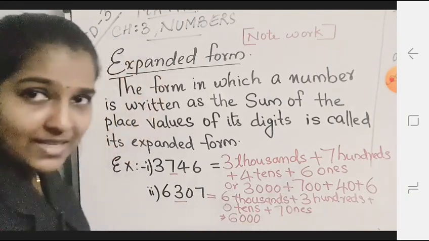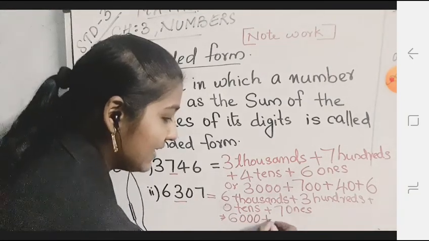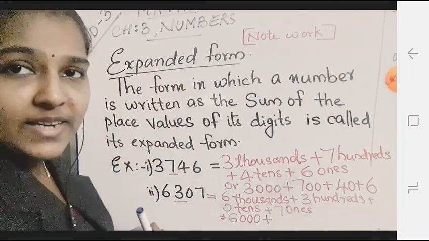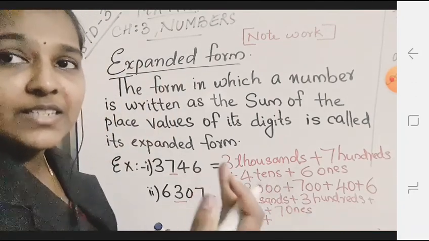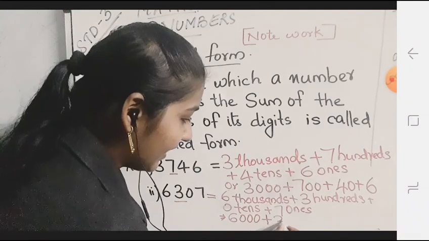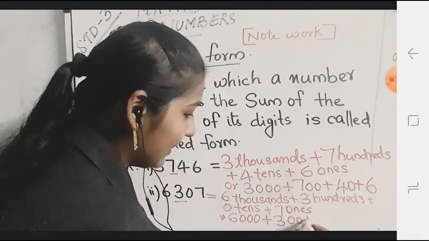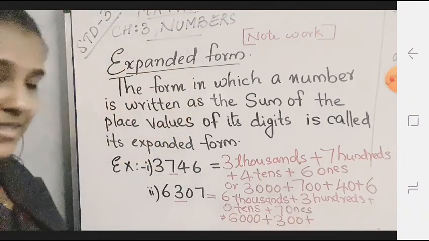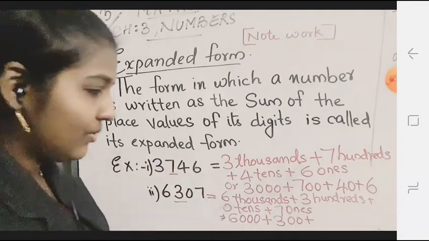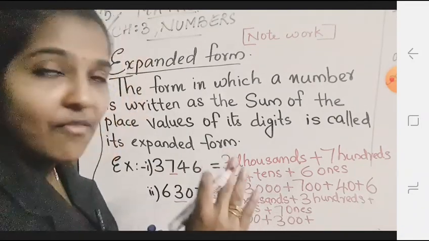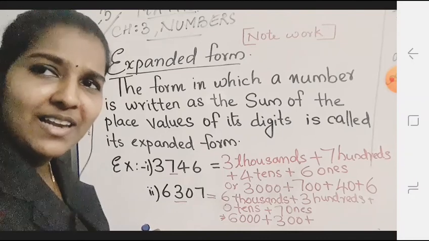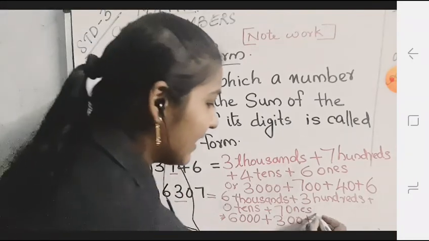6,000 plus then 300s. 300s are 300. How to write? 300 plus then 0 tens. That place is 0, no need to write. Now next is 7 ones. So 7 ones are 7. So you can write 7.